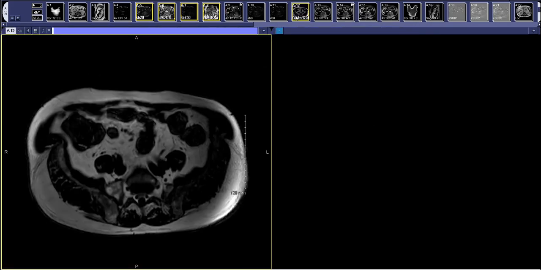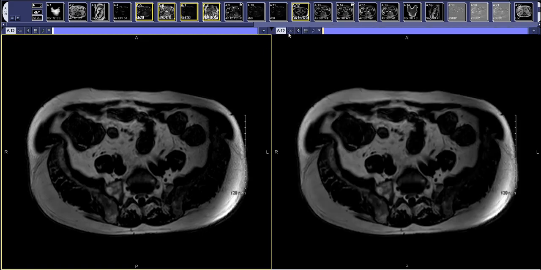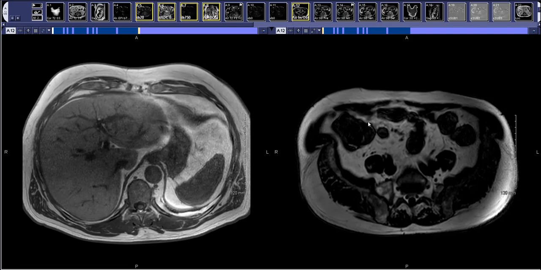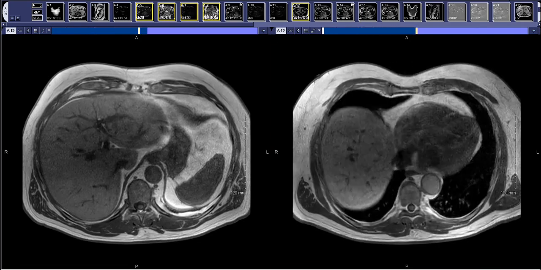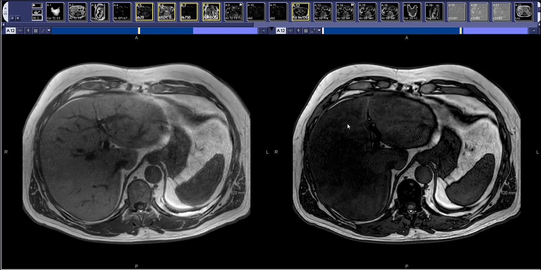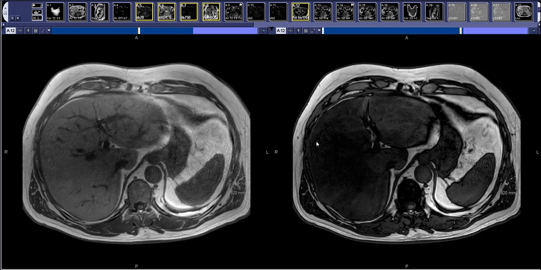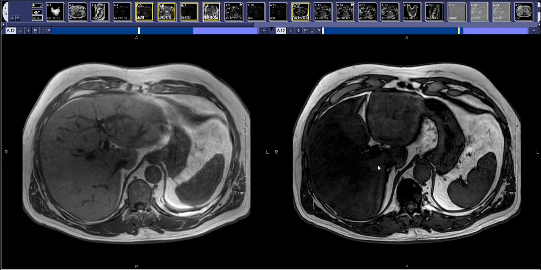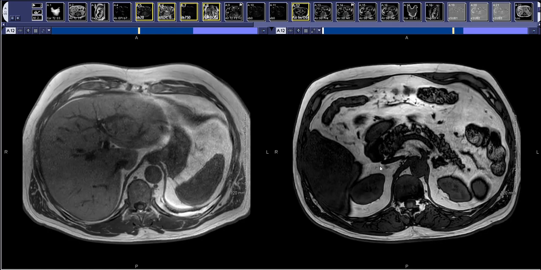From there we'll move into our T1 weighted in and out of phase. So we'll unlink these, scroll through to the in phase, scroll through to the out of phase with our India ink artifact, and look for signal differences between the two. So this is a little bit more useful of a sequence than even in just our general abdominal MRI. Obviously here we can see the liver is much darker on our out of phase, diagnostic of hepatic steatosis. And then we can look for other lesions.